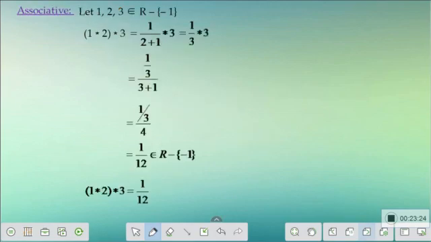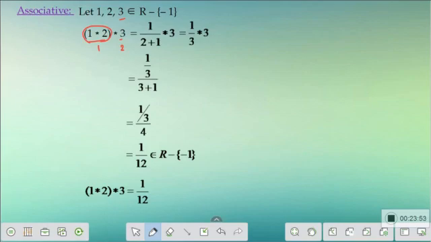Let's check for associative, for which I need one more element. Let me take the third element as 3. So let me find 1 star 2 first and then star 3 and then I'll proceed. So 1 star 2 star 3. Of course, this is going to be the first element and this is going to be the second element. Before I apply this operation to these two elements, I could see there are two elements within this one, so I'll simplify this first and then come back to this number 3.